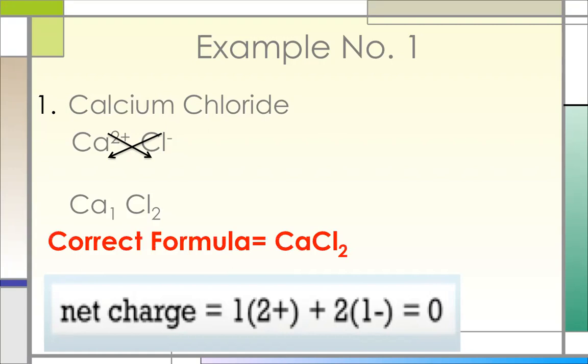CaCl2. Sir, why is it that the Ca1 was lost? Ca stands for 1, understood to have one atom. So you don't need to write the one atom. Again, the correct formula for calcium chloride is CaCl sub 2.